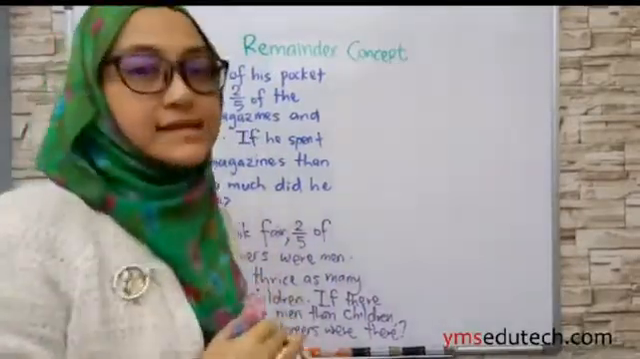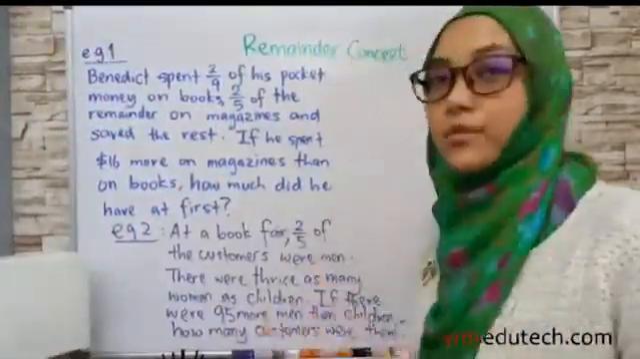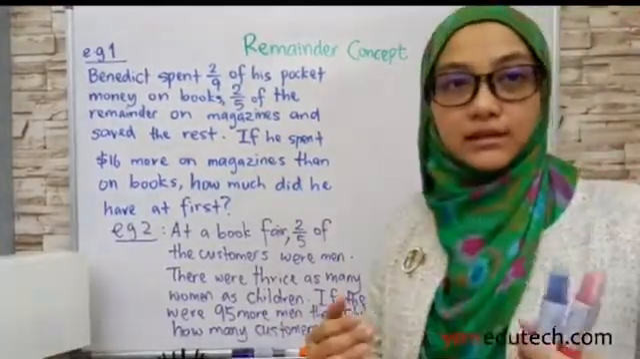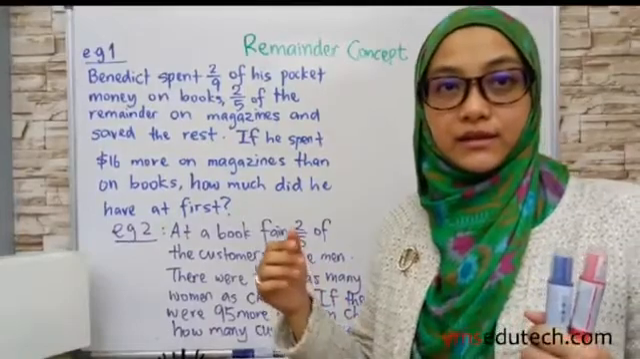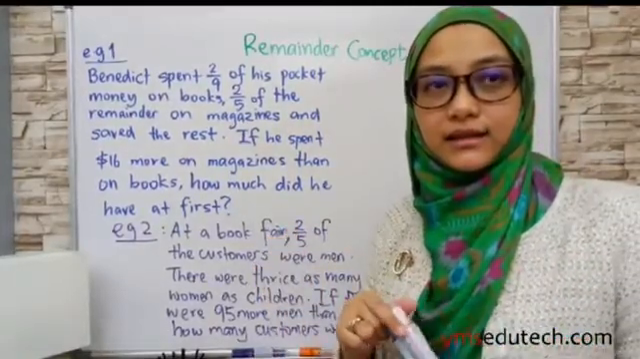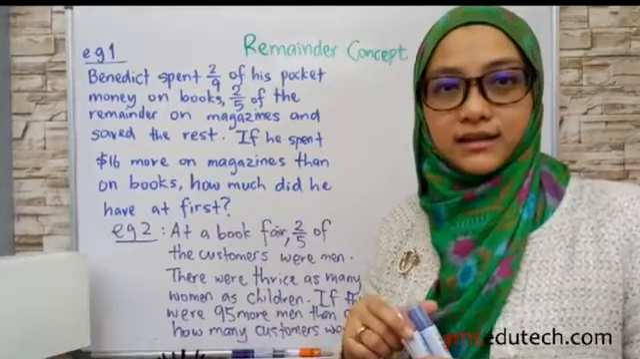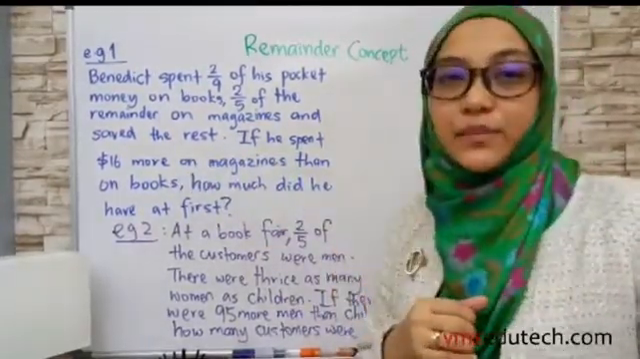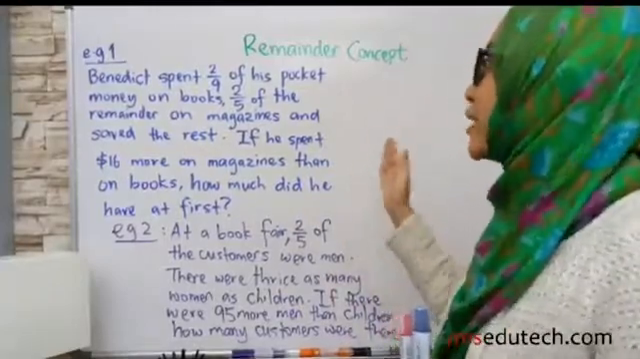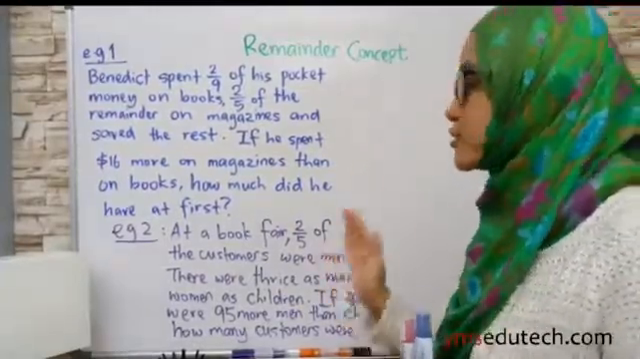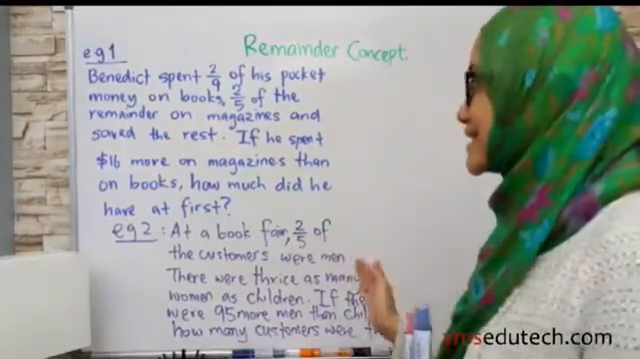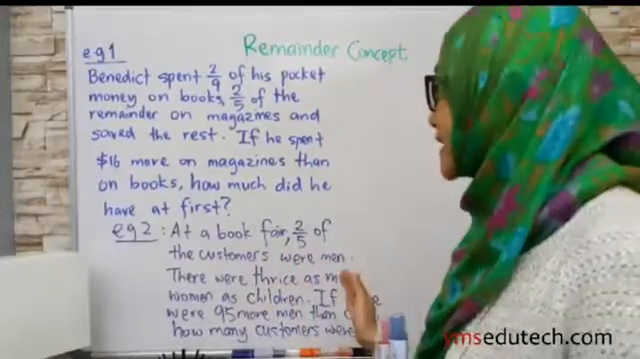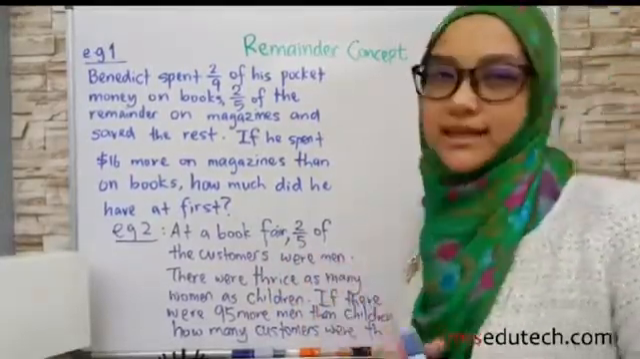Okay, so now let us start to solve a question on remainder concept. Let's take a look at the first example. The first example reads: Benedict spent 2 out of 9 of his pocket money on books, 2 out of 5 of the remainder on magazines, and saved the rest. If he spent $16 more on magazines than on books, how much did he have at first?